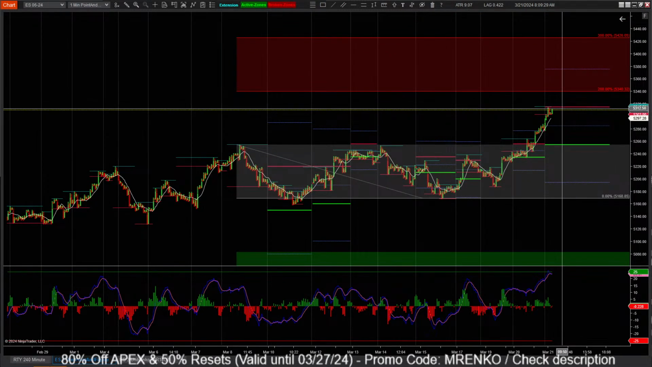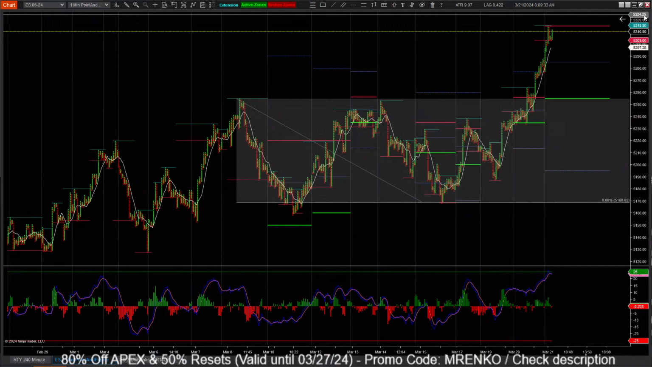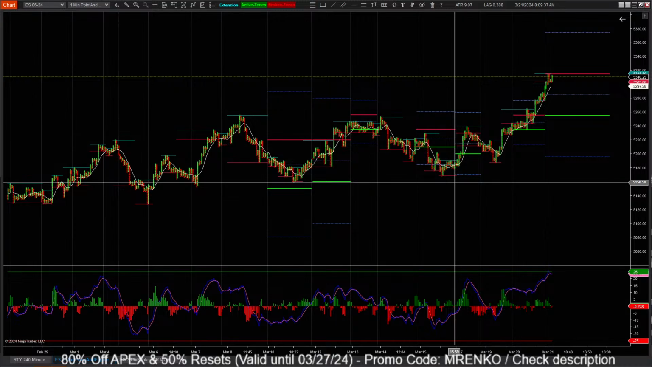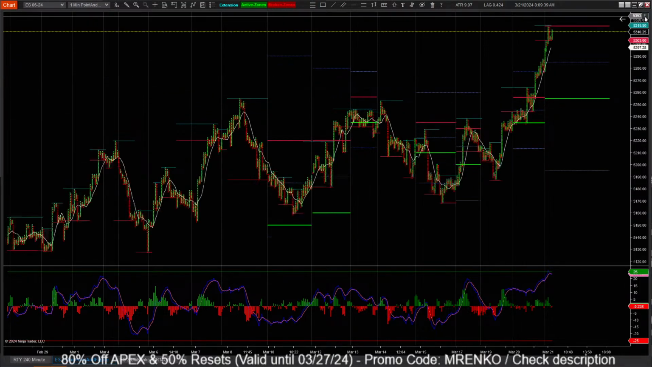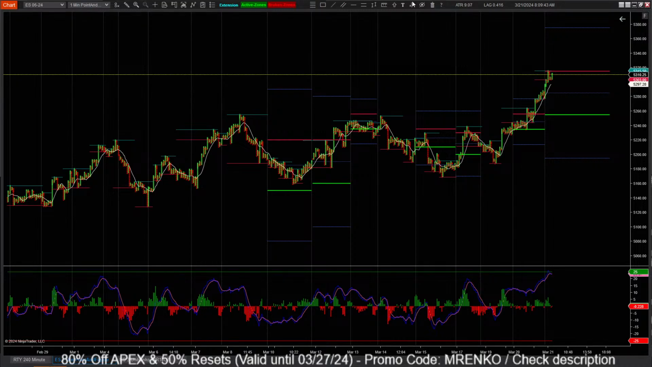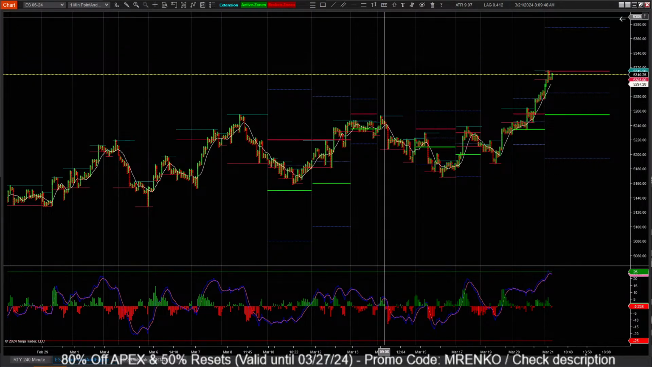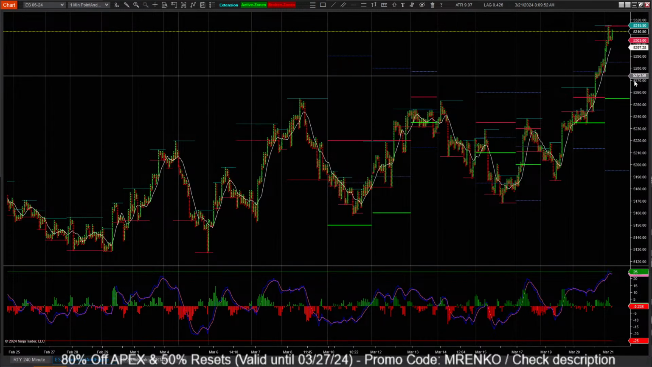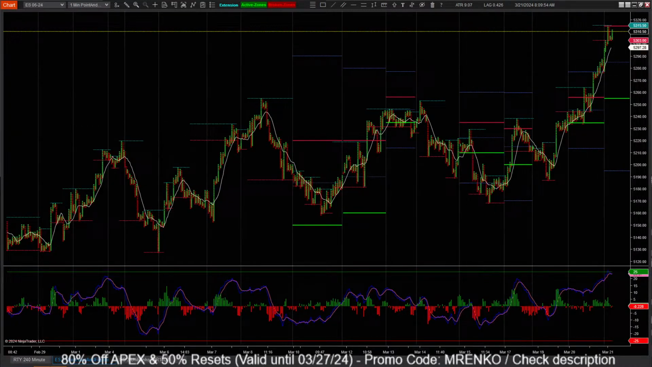But the market continues moving to the upside. I think that it's an artificial expectation-driven move, but we are where we are. So the market keeps in a bullish bias.